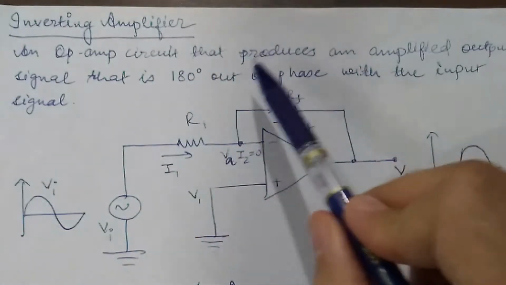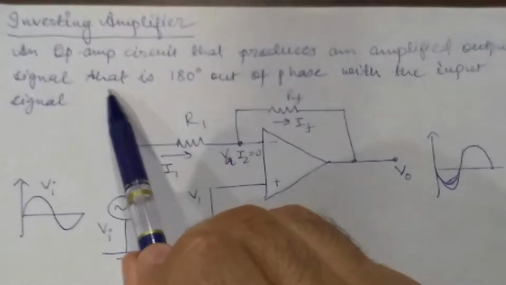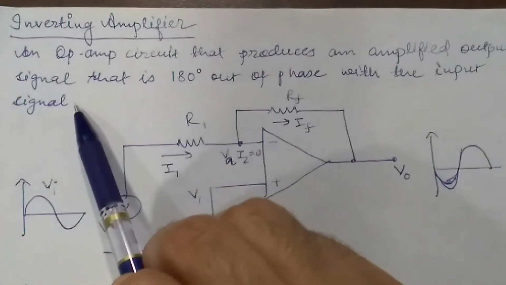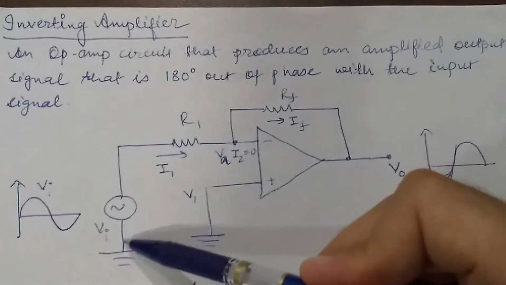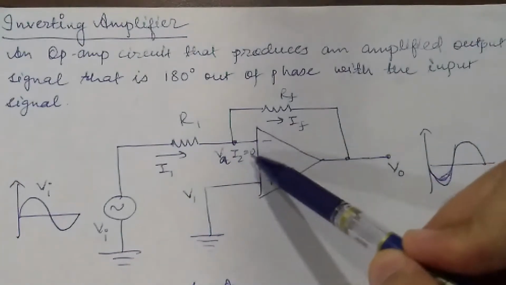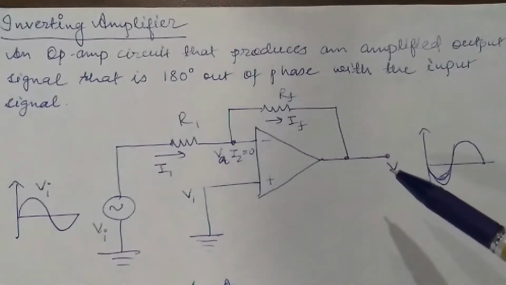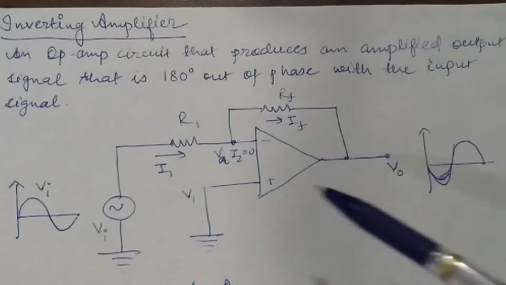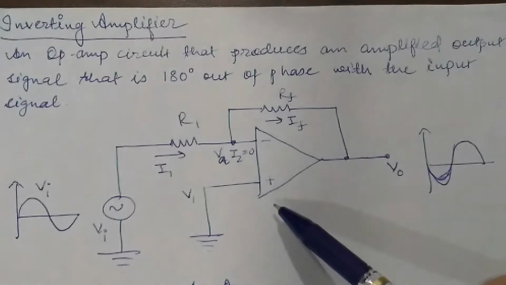An operational amplifier circuit that produces an amplified output signal that is 180 degrees out of phase with the input signal. So that is the concept. Here you can see that we have some input voltage applied at the inverting terminal, and this will produce an output 180 degrees out of phase with the input signal. Let's see how it is possible.